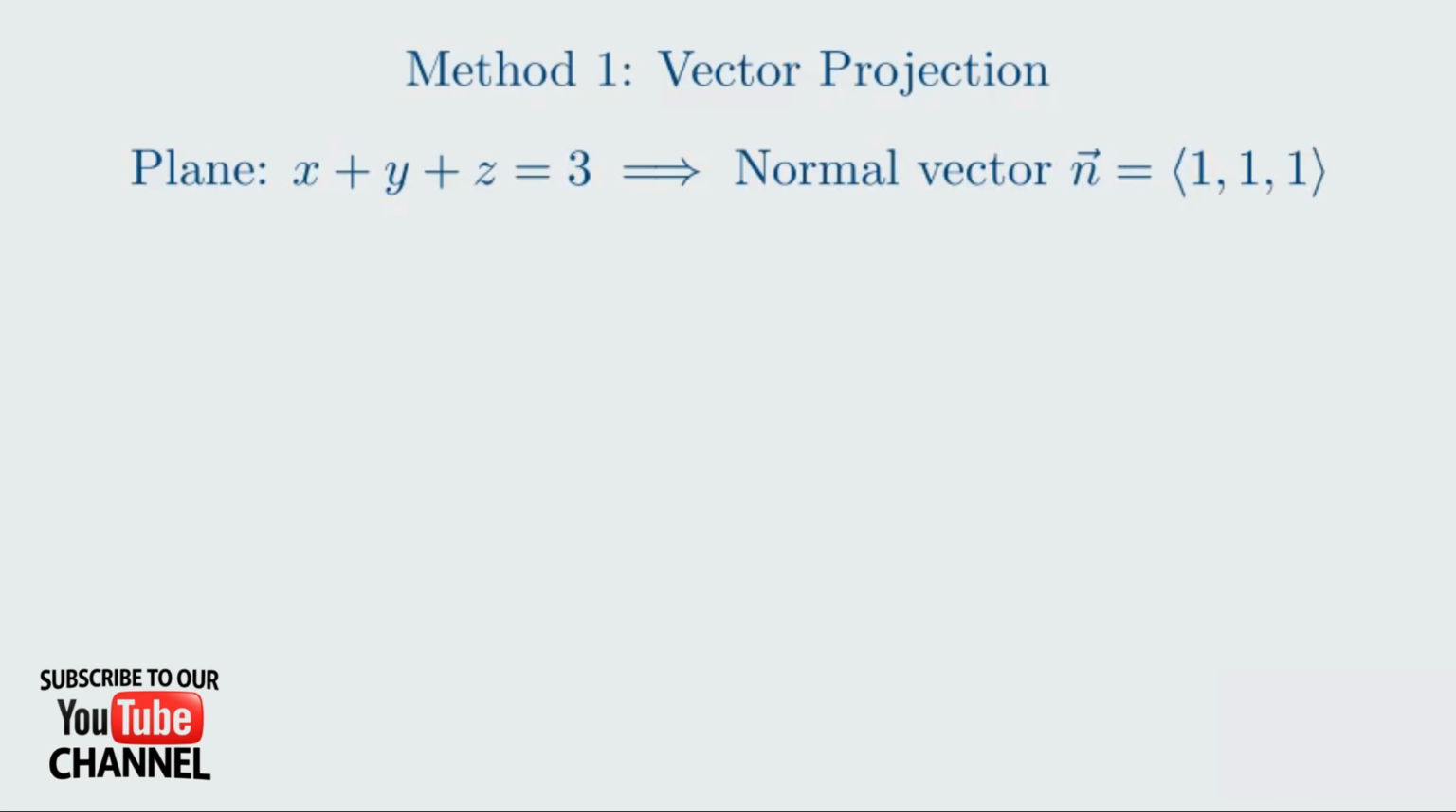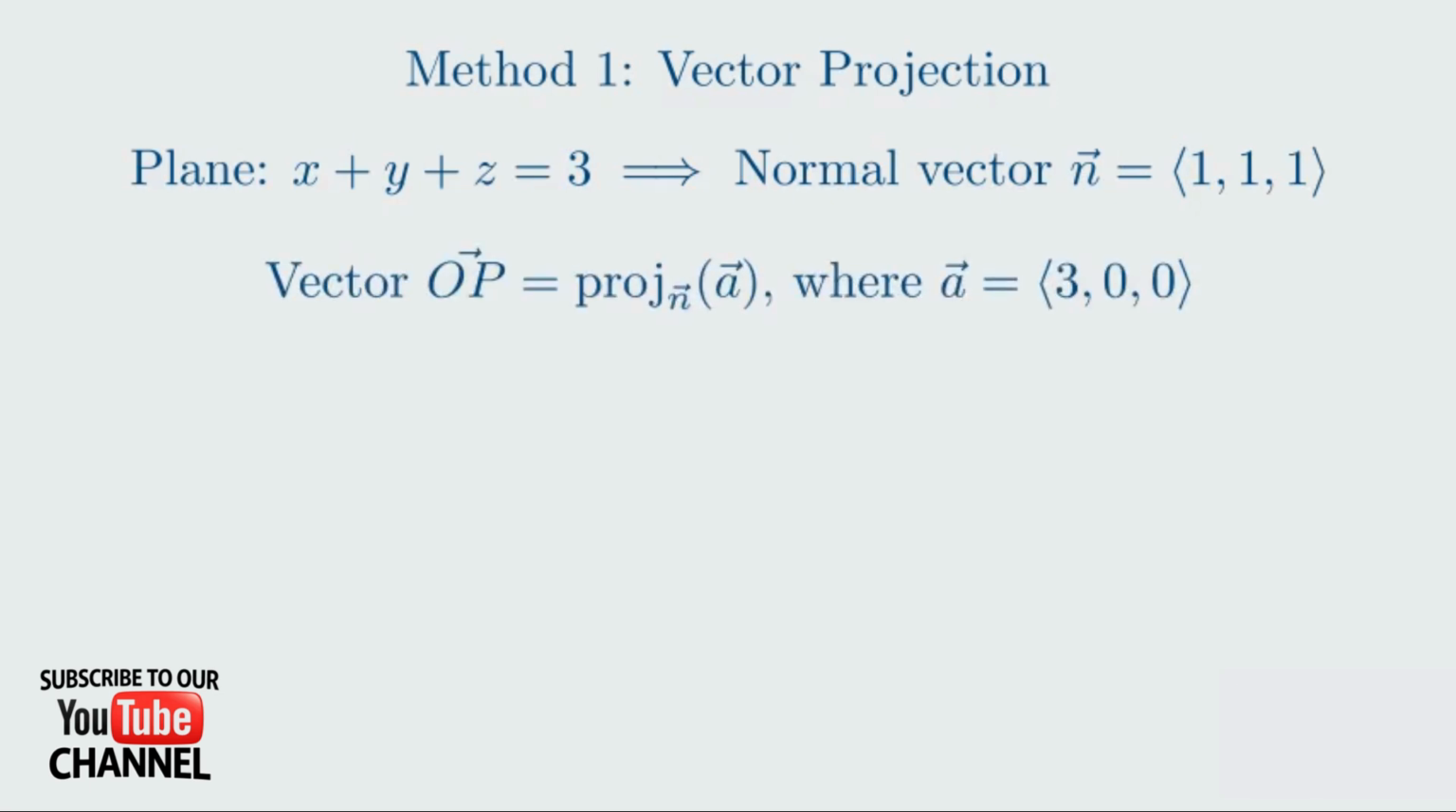The shortest vector from the origin to the plane must be parallel to this normal vector n. Let the closest point be P. The vector OP is the projection of any vector from the origin to a point in the plane onto the normal vector. We can choose the point 3, 0, 0 in the plane, so the vector A is <3, 0, 0>.